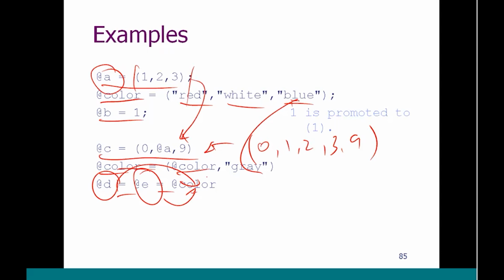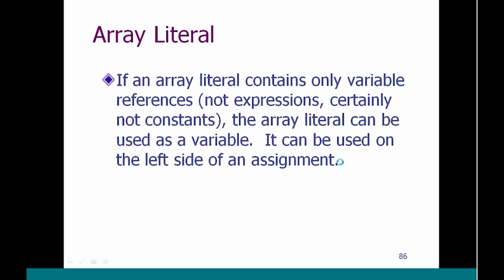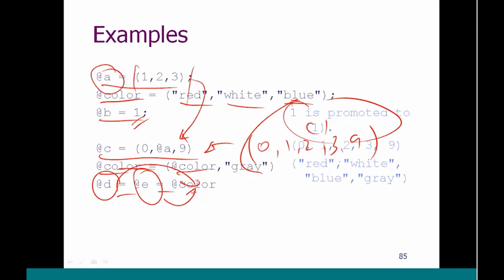So one more clarification here: the one I mentioned is basically a single element array, so it will be promoted with the parentheses, and it will be an array type. Here, the same thing, 0 1 2 3 9, and then here again the gray is added to the end, and this one, both $D and $E are assigned the same color as the variable.